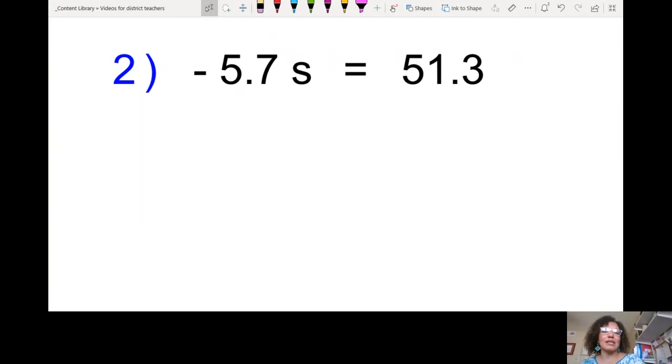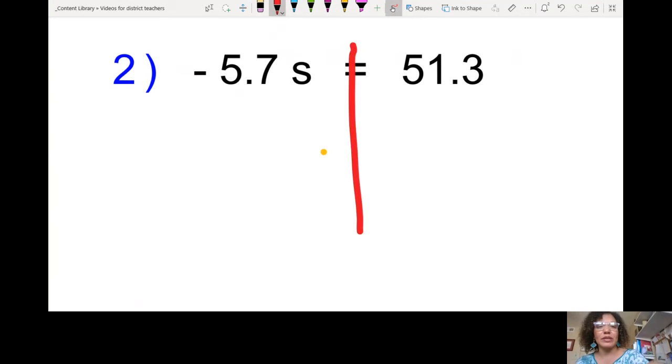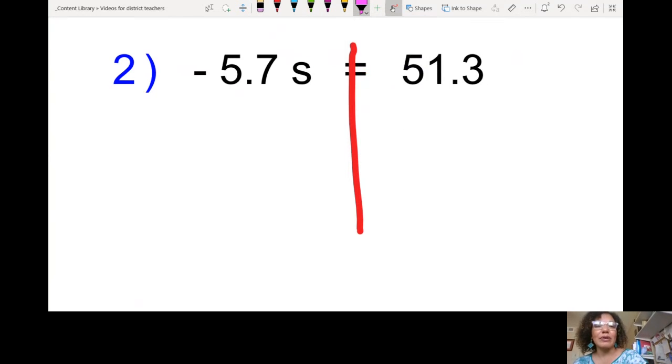So we're going to follow the same exact rules where we're going to tell ourselves that there is a brick wall going down the center. And what I want to do is, what do I want to get by itself? I want to get the S by itself. Well, now it's on the left side. So the letter always wants to be by itself. So what's also on the left side that is messing with the S? It's that negative 5.7. But this time that negative 5.7 is touching the S.